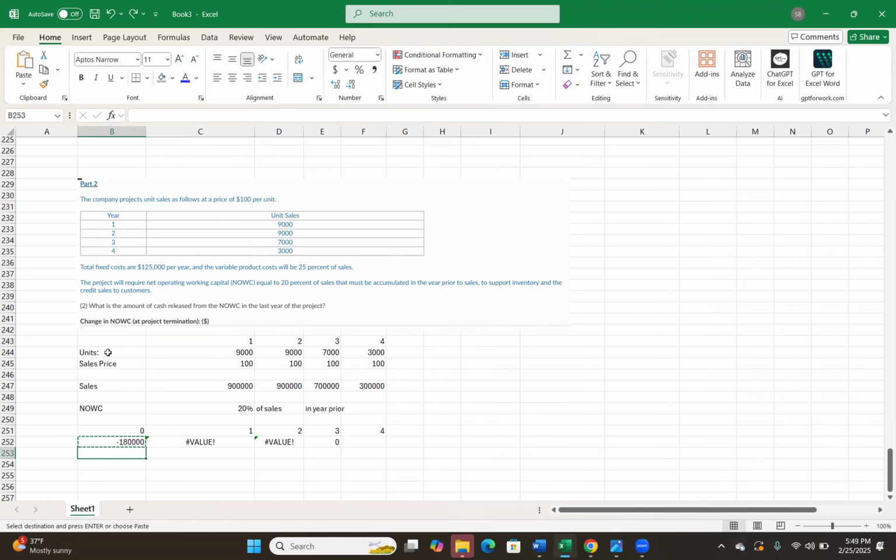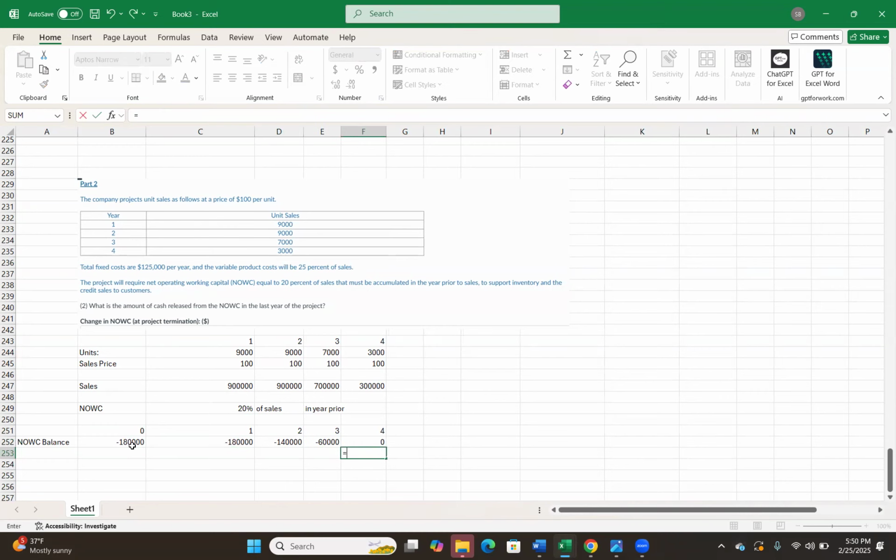Oh gosh, sorry guys, hold on. Let me lock this in. Okay, 20% of my sales in the year prior. Okay, net operating working capital balance. Here's my balance. Does this make sense to everyone? Her wording is a little bit weird. So the amount of cash released from net operating working capital in the last year of the project is going to be the sum of everything prior. So $560,000. Does this make sense to everyone? Is everyone following?